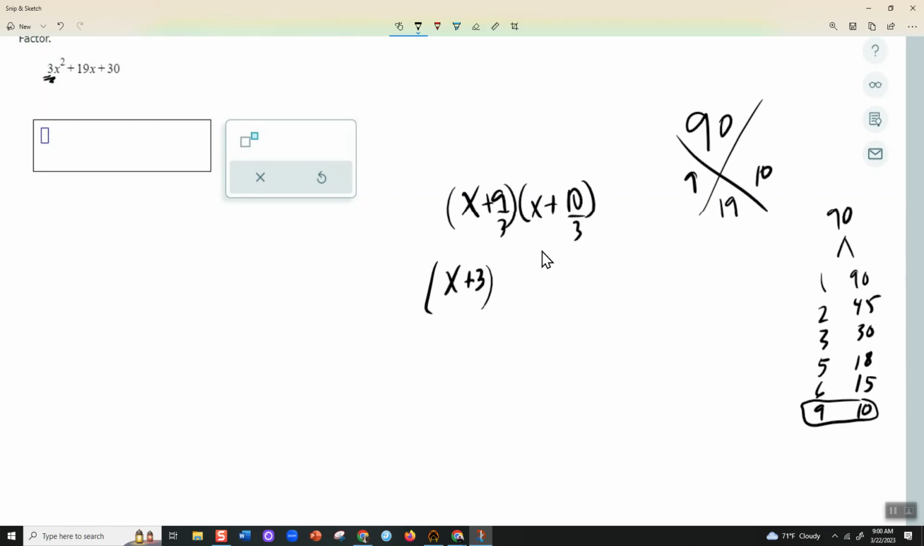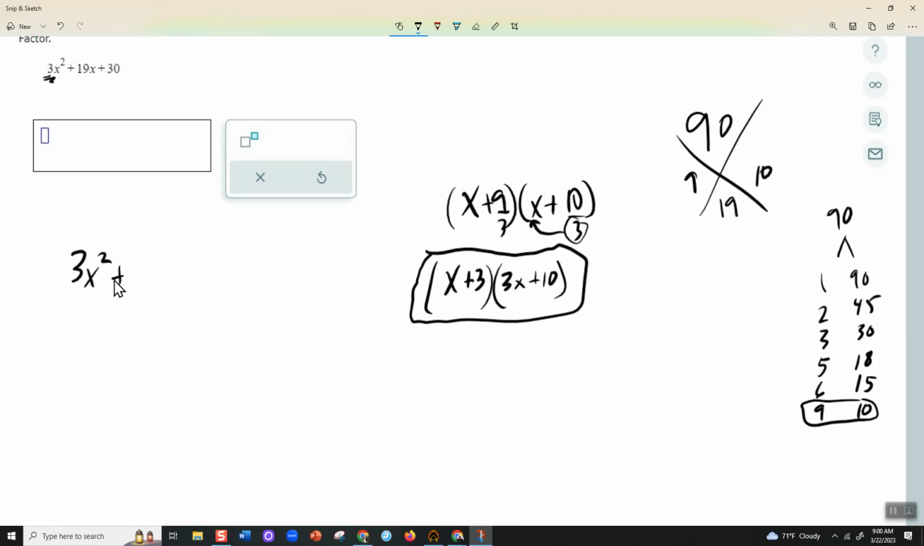10 does not evenly divide by 3, nor does this fraction reduce, so I just need to take this 3 and put it up front there in the binomial. I get 3x plus 10. Done there. If you prefer replacing your b value, you can do that, where you get 3x squared plus 9x plus 10x instead of 19.